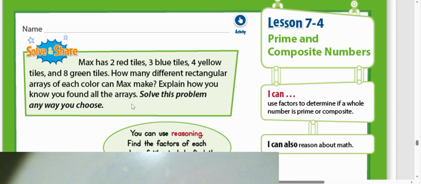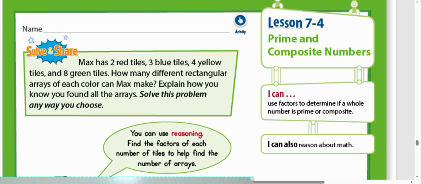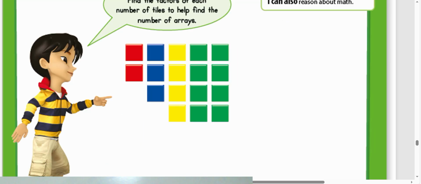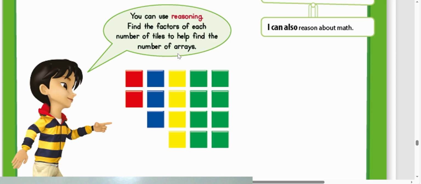Now we'll solve this question first. Understood? First question. Max has 2 red tiles, 3 blue tiles, 4 yellow tiles, and 8 green tiles. How many different rectangular areas of each color can Max make? Explain how you know you found all the areas and solve this problem any way you choose. Look here. Find the factors of each number of tiles like this. We have 2 red, 3 blue, 4 yellow, and 8 green.